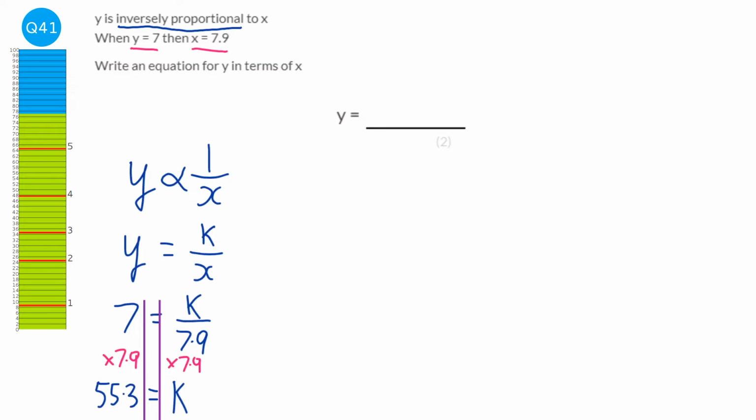So I'm just going to rewrite this equation here, or this formula here. But instead of k, I know that it's going to be 55.3. So our answer is y equals 55.3 over x.